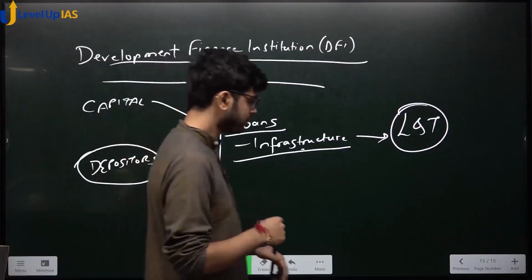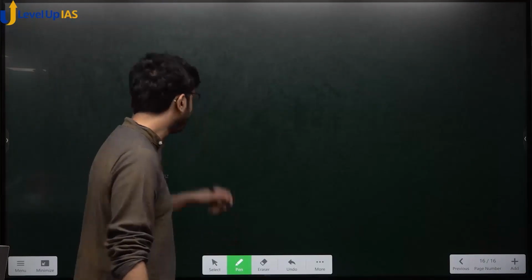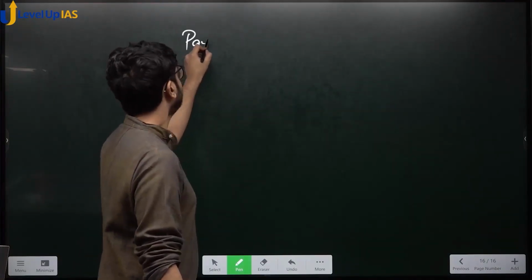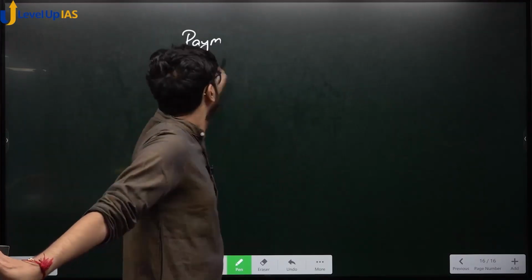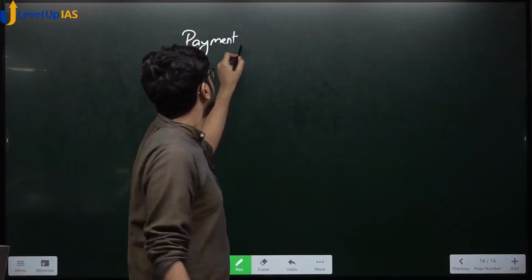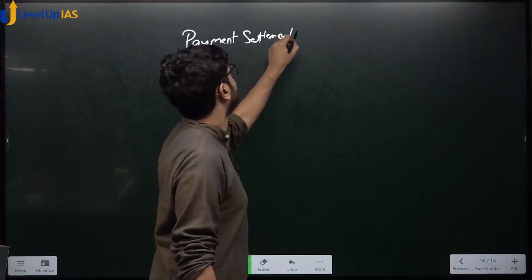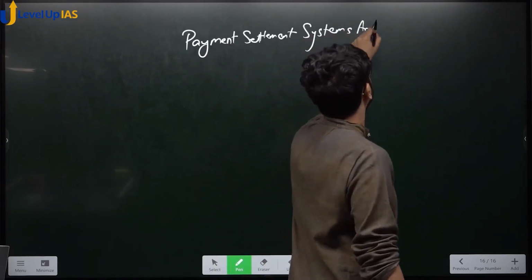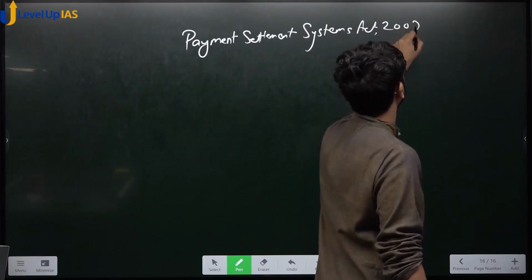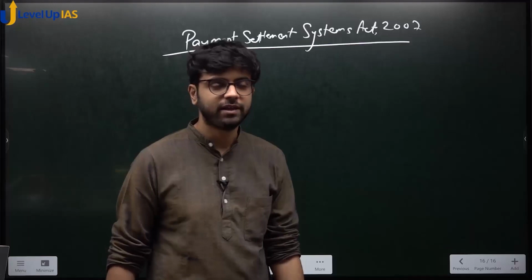Now, let us speak about payment and settlement systems. How payments happen. When you do your net banking, how it works. So payment and settlement systems, always remember whatever mode of payment you are using, Payment Settlement Systems Act है 2007 का. ठीक है, Payment Settlement Systems Act 2007 है.